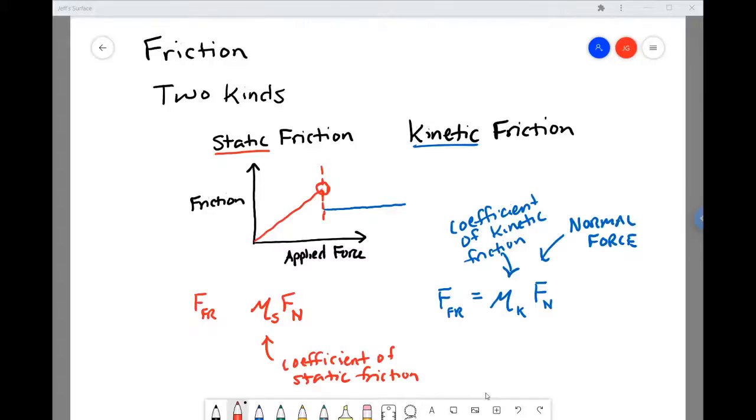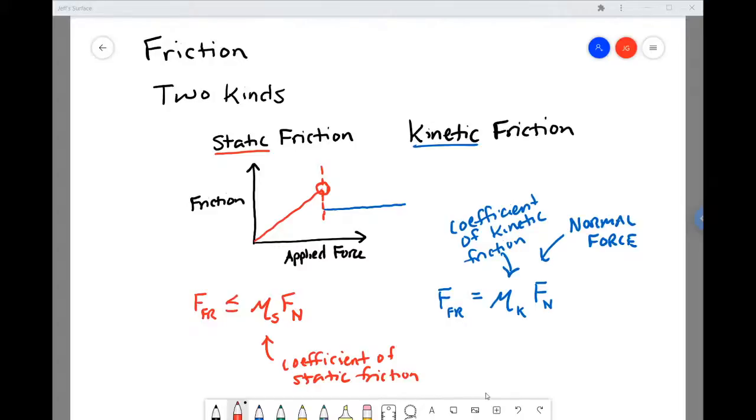So what symbol should I put between the left-hand and right-hand side of this equation? The force of static friction is not equal to that. Well, it's only equal to that at one point. But for applied forces less than that maximum, the amount of friction is less than or equal to.